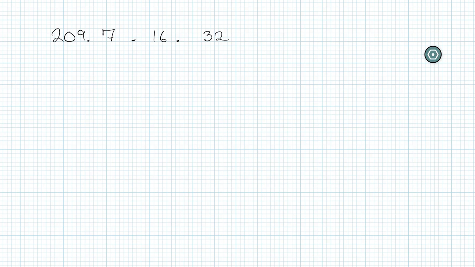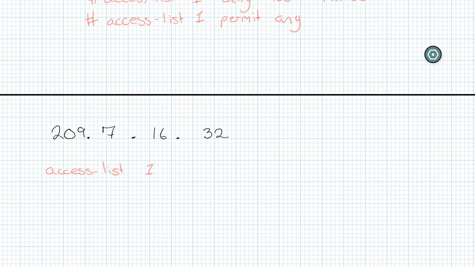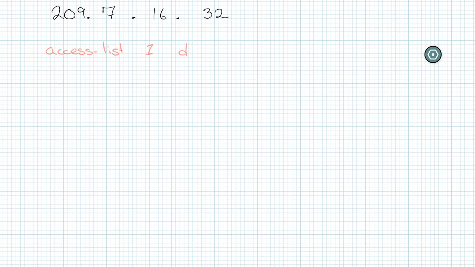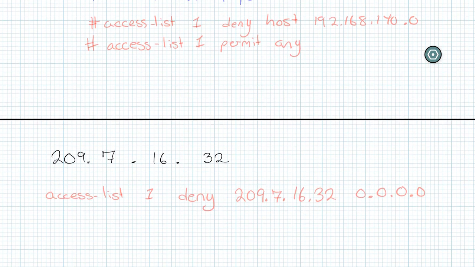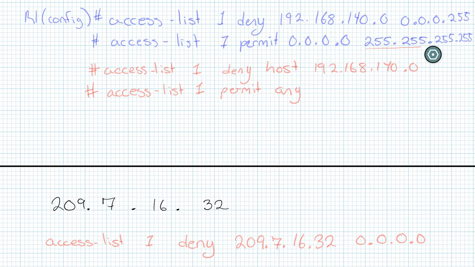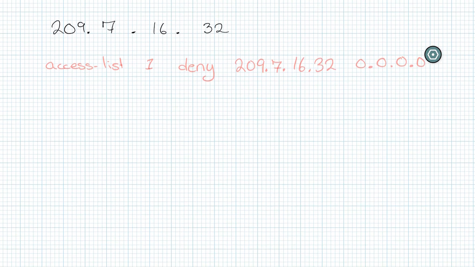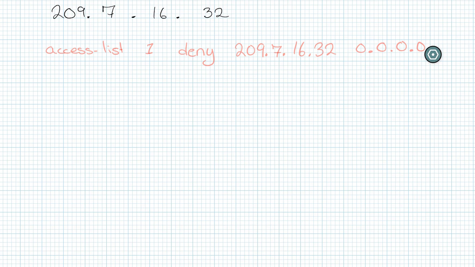So if we were trying to match every single bit, we could do something like access-list 1. So now we're wanting to block them all. We would say access-list 1, deny 209.7.16.32, and then we want to match every single bit, so we're going to use zeros for every single bit. Whereas we saw up here, using all 255s meant that it didn't match any bits; every bit can be anything. 0 means this bit has to be the same.